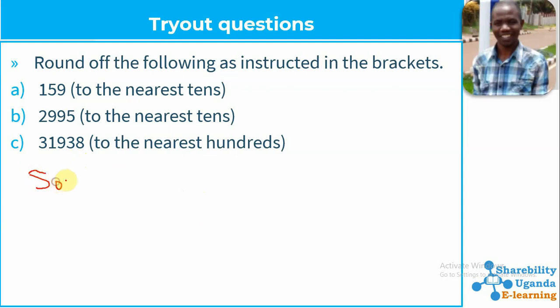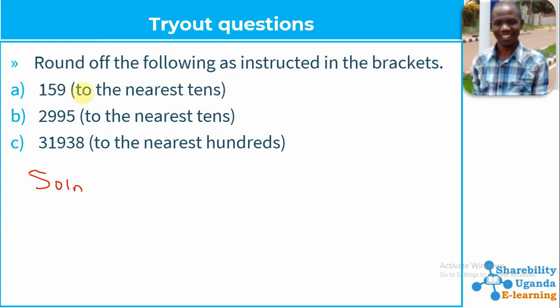We are going to write our solution here. We have been given this question. They are saying round off the following as instructed in the brackets. So we should be able to read this. Then we have our part A. We have 159. Then in brackets they are saying to the nearest 10. So this is a number that has been given to us.